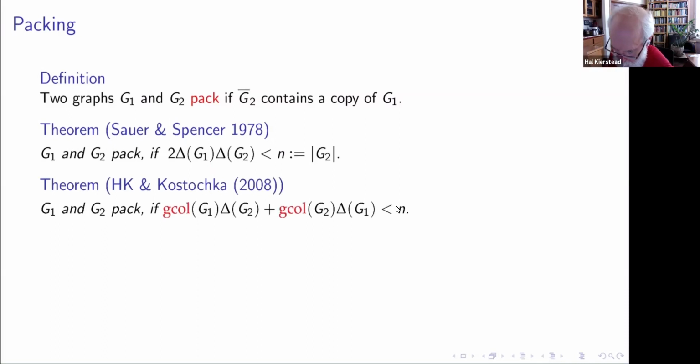With Kostochka, I proved that you can get rid of, on each side, one of those maximum degrees and replace it by game coloring number. Or if you don't like game coloring number, you can replace it by strong 2 coloring number. Okay, and for instance, for planar graphs, these are constants. So you go from a quadratic bound to a linear bound. So let's see how that goes.